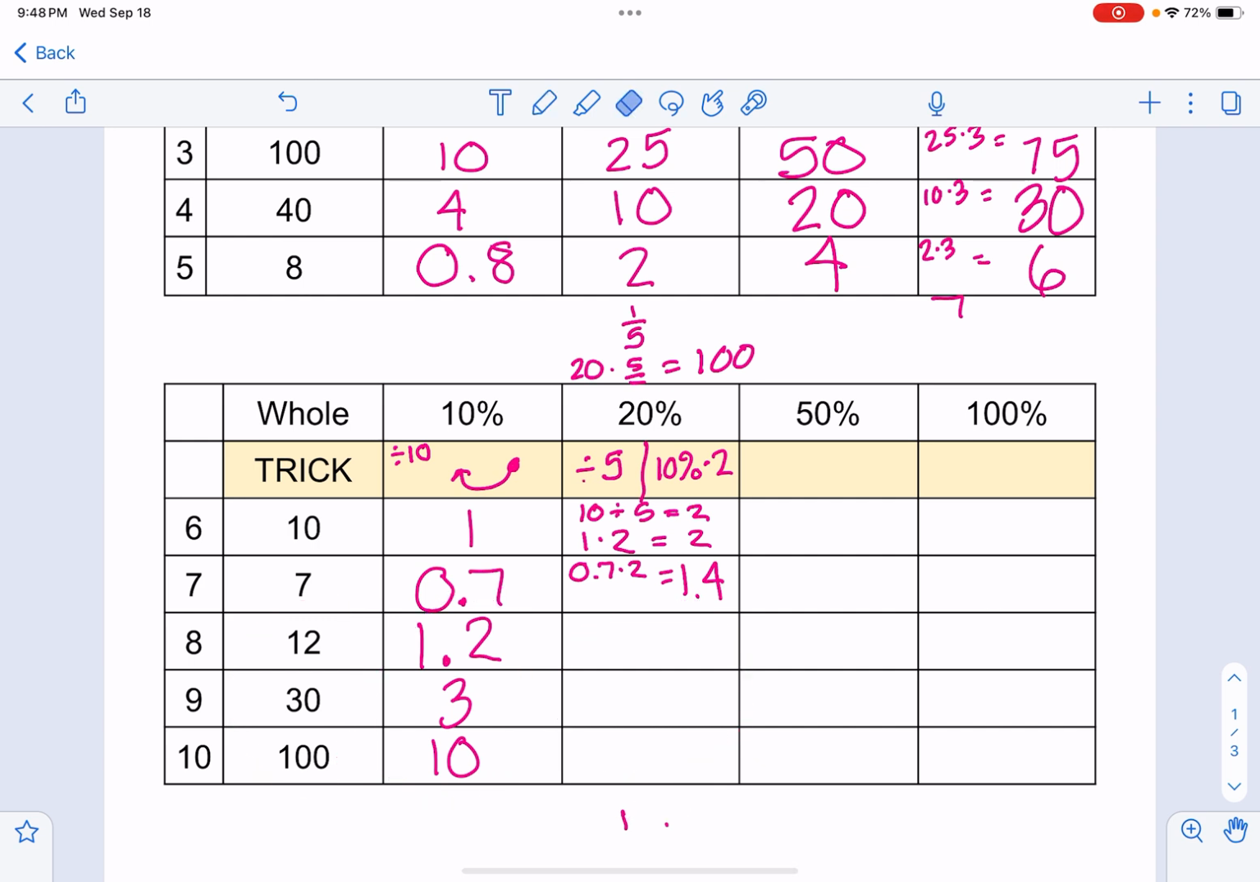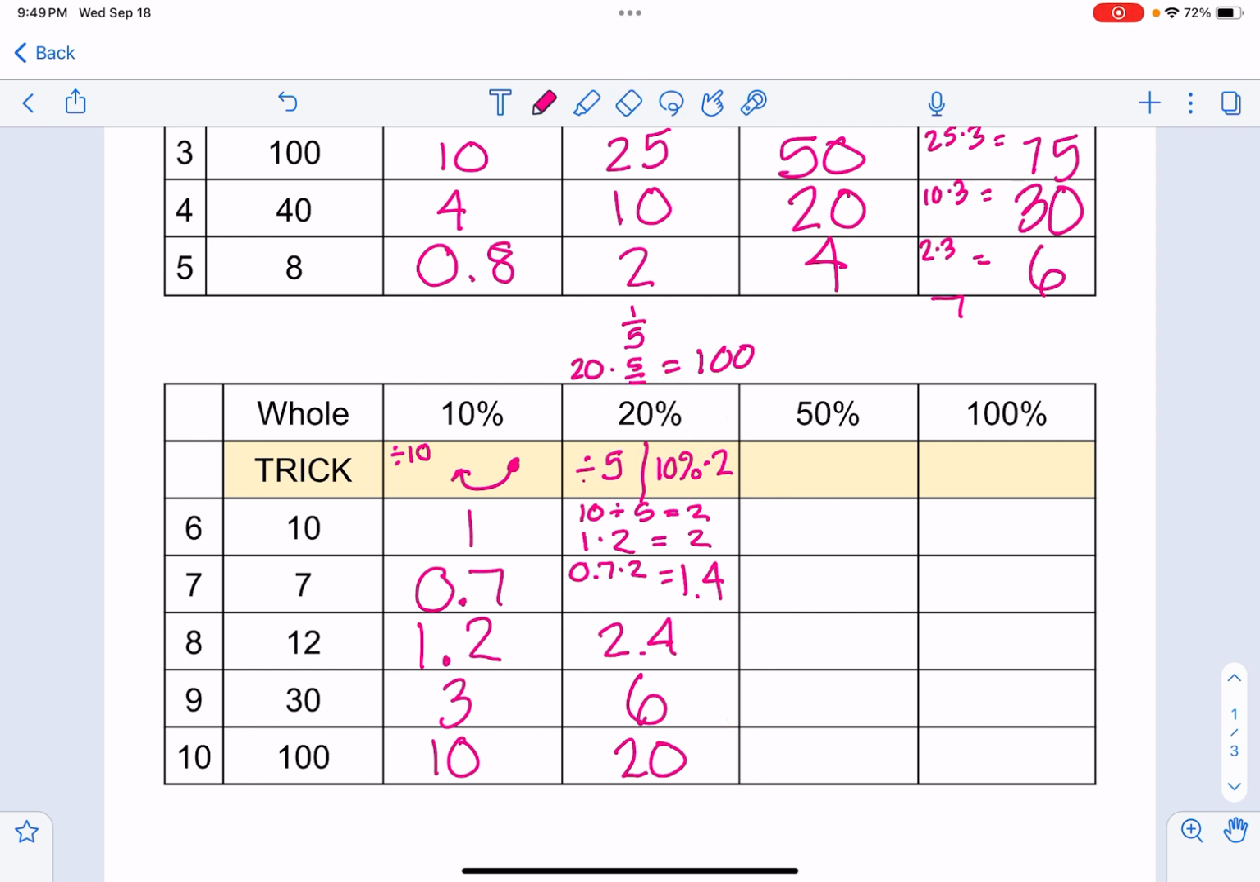All right, hopefully you are ready. So I'm just going to stick with the strategy of 10% times 2. So 1.2 times 2 is 2.4. 3 times 2 is 6. 10 times 2 is 20. And that matches because our whole was 100. So 20% should match with the answer. 20 is 20% of 100.